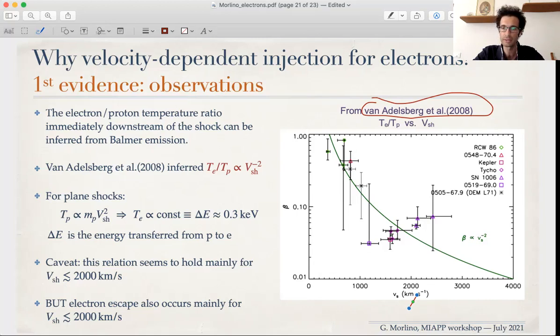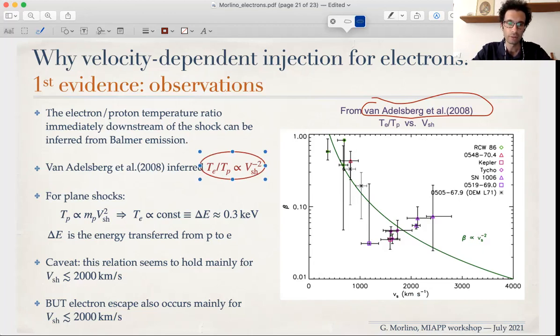But in our context, we are only interested in shock speeds below roughly 2,000 kilometers per second, simply because electrons are escaping from the remnant only for shock speeds below this value. Above that, they are confined inside the remnant, so we are not interested in that. So again, the electrons over protons ratio is proportional to the shock speed to the -2.